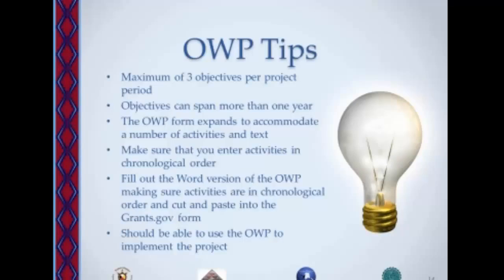One of the best tips is to download that Word version of the objective work plan and enter all your information in it first and try to get it in chronological order, and then use it to cut and paste into the Grants.gov form. And the last thing is that OWP, when you complete it, I should be able to take that document, and if I had the requisite skills, I should be able to implement your project using that objective work plan. It should be a blueprint, just like on those construction sites.